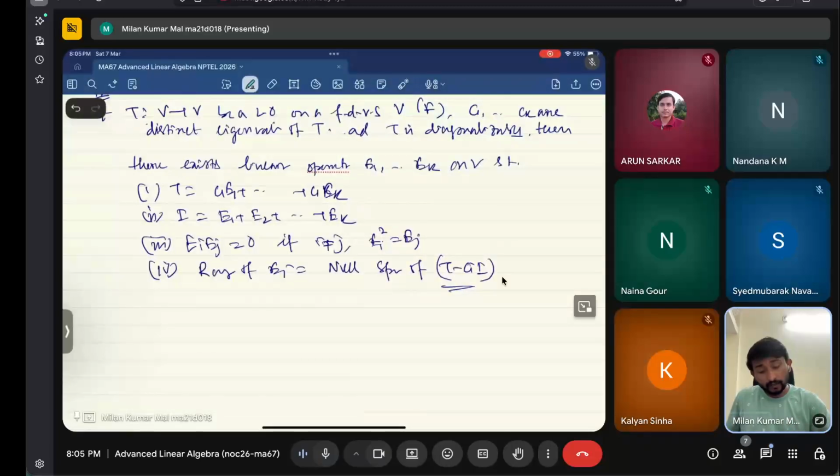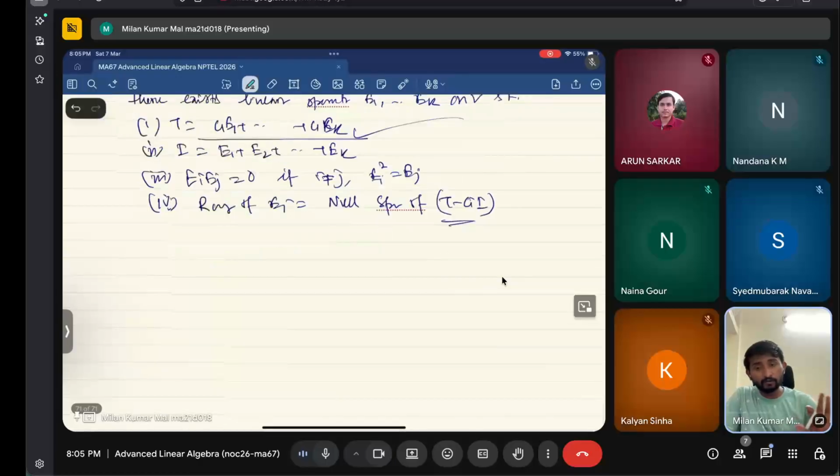On the other hand, if we have distinct scalars c1, c2, ..., ck, and a linear operator T can be written this way for some operators E1, E2, ..., Ek, satisfying I equals E1 plus E2 plus Ek, EiEj equals 0, and Ei squared equals Ei, then T will be diagonalizable with distinct eigenvalues c1, c2, ..., ck, and the range of Ei will be the null space.